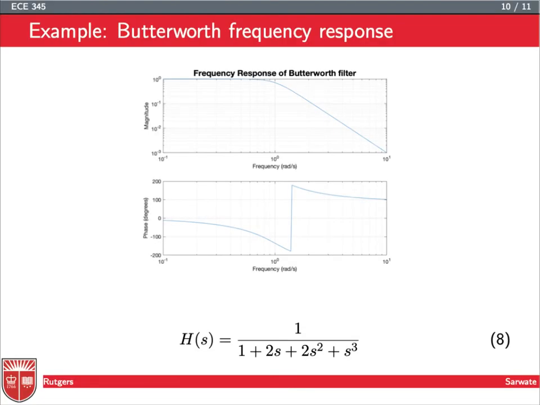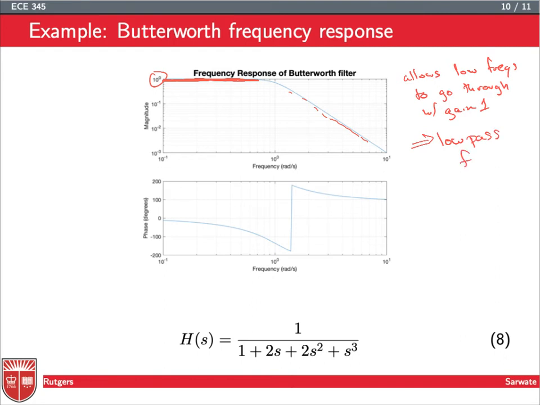So here's the frequency response produced by MATLAB, and we can see exactly the behavior we had. We have this flat portion here, and then it decays downward. And so this allows low frequencies to go through, and if you notice, it's with gain 1, right? And so because low frequencies are allowed to pass, we call this a low pass filter. We'll talk a little bit more about that later.